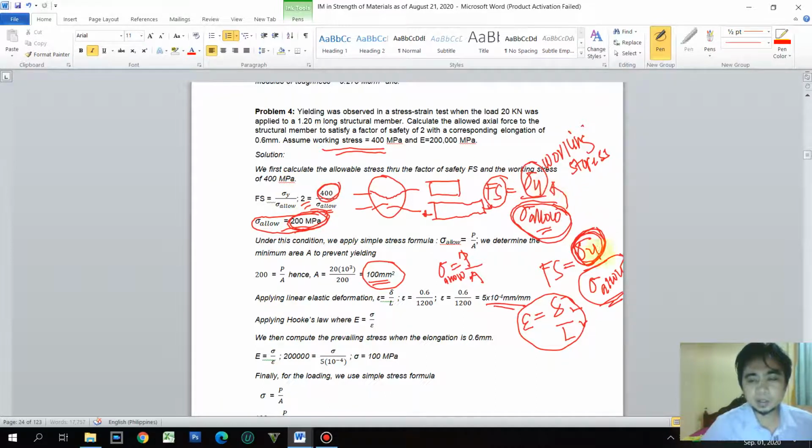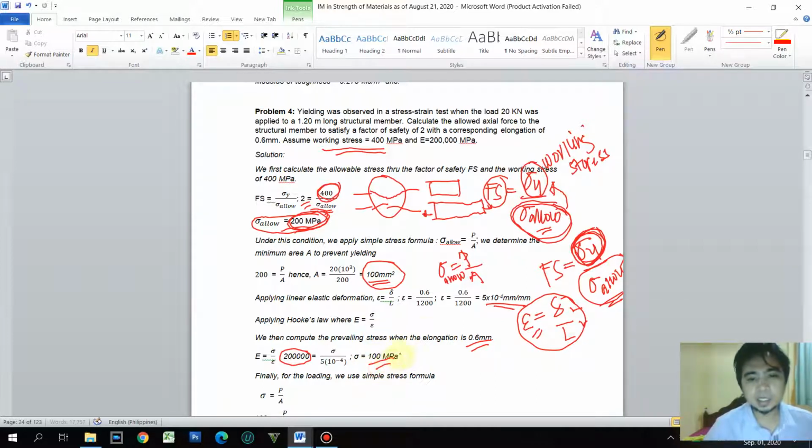There will be a certain stress for this strain. Like I said, this 400 and 200 are just to get the cross-sectional area from those stresses. So, applying Hooke's law, we have a given here, 200,000. 200,000 is equal to the sigma or the prevailing stress when the elongation is 0.6 millimeters, divided by the epsilon, 5 times 10 raised to negative 4. Then we will come up with a stress of 100 megapascal.